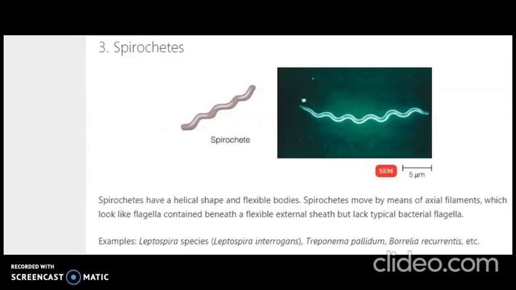The third form of spiral bacteria is spirochete. It has a helical shape and a flexible body. Spirochetes move by means of axial filaments, which look like flagella contained beneath a flexible external sheath but lack typical bacterial flagella. Examples of spirochetes are Leptospira species, Treponema pallidum, Borrelia recurrentis.